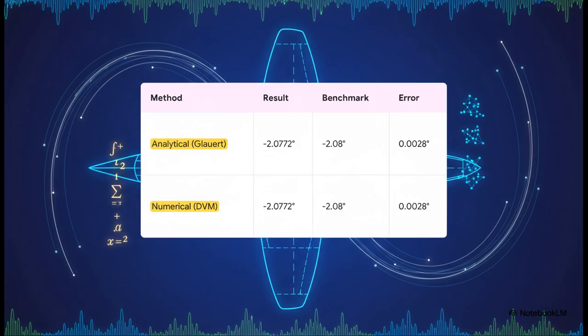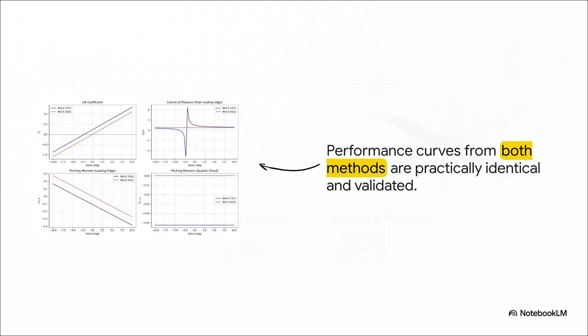It's insane. And we're not just talking about one single data point here. Look at these performance curves. This shows you how the airfoil behaves across a whole range of angles. One line is the analytical method, the other is the numerical one, and you literally can't tell them apart. They are right on top of each other. The agreement is just perfect.